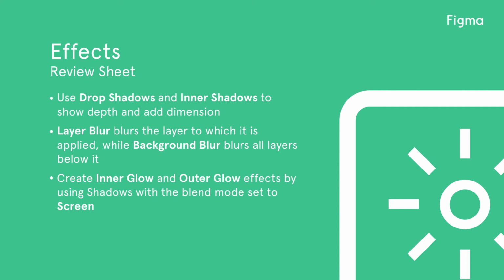Let's review what we've learned today. Use drop shadows and inner shadows to show depth and add dimension. Layer blur blurs the layer to which it is applied, while background blur blurs all layers below it. Create inner glow and outer glow effects by using shadows with the blend mode set to screen.